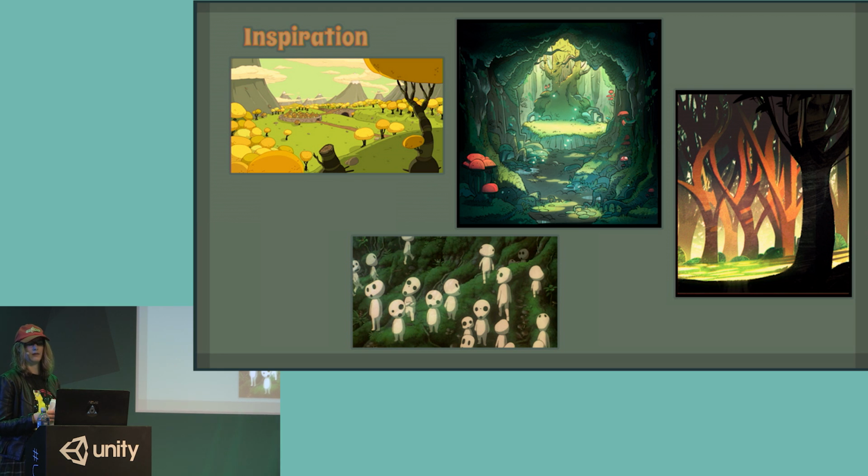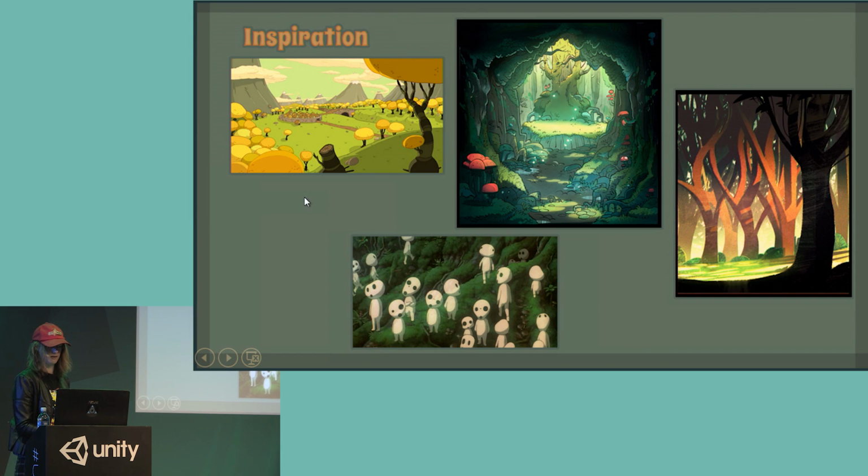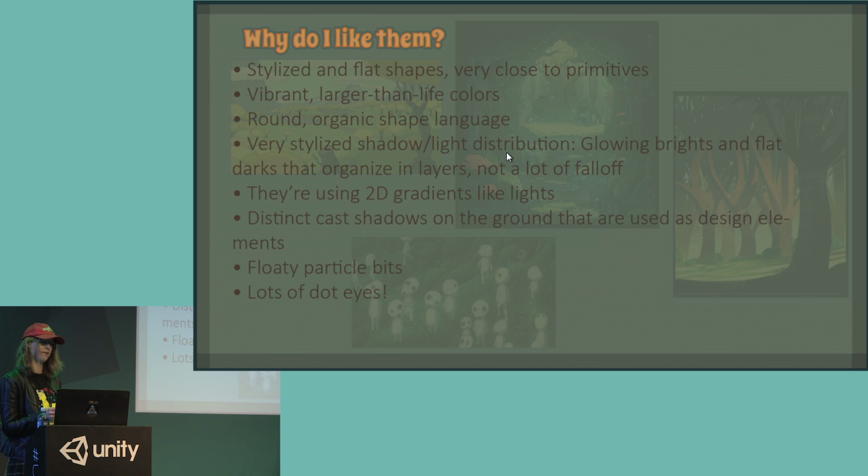OK, so after having the initial gut reaction of I like these paintings, it's helpful to break down what I actually like about them and if that's something that I can implement in the game. So generally, you have very stylized and flat shapes here that are very close to primitives. By that, I mean things are generally represented in their most basic versions, like the trees being pretty much just spheres. You have mushrooms, semi-spheres here. So everything's very simple, but there's just enough detail to get the point across.